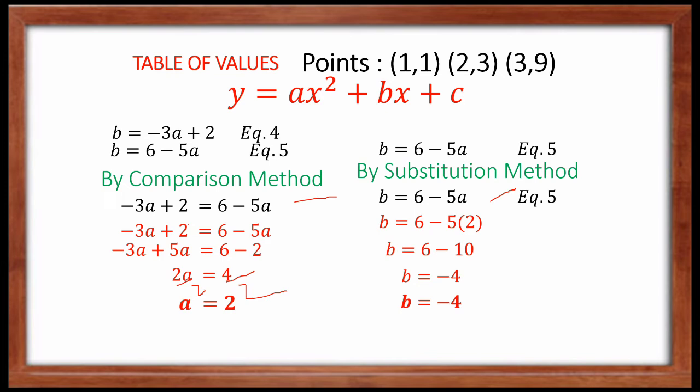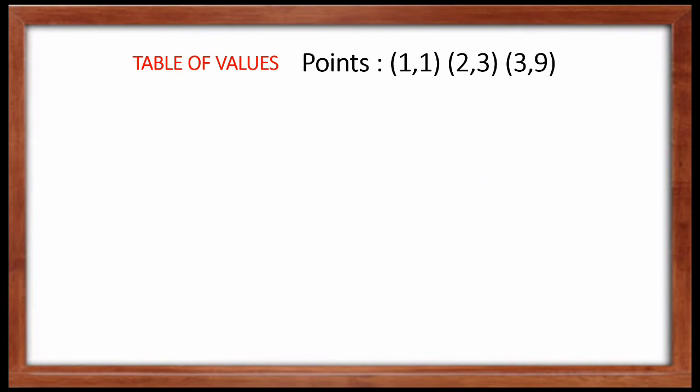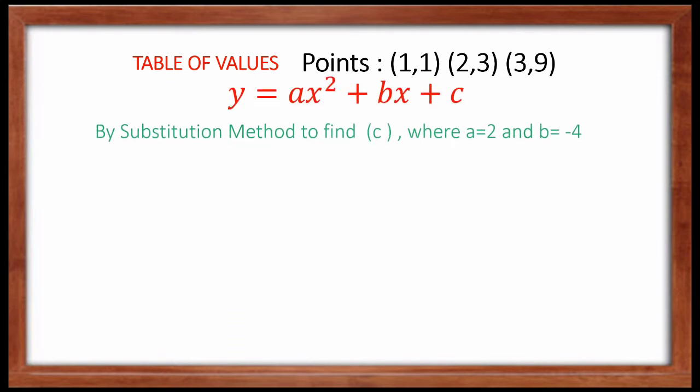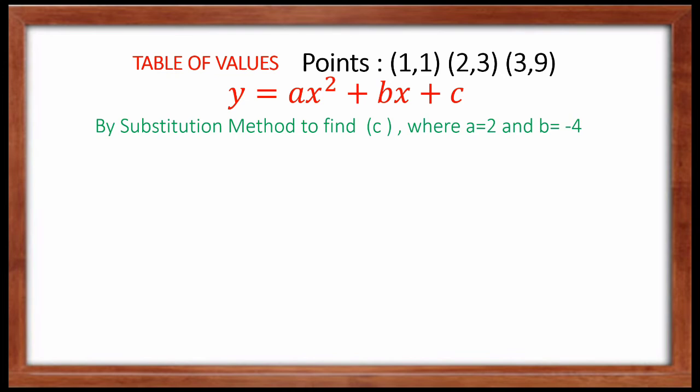Dalawa na ngayon ang nakuha nating value. Value ng A, 2, at value ng B, negative 4. Isa na lamang ang kulang natin, value ng C. At dahil meron na tayong value ng A, which is 2, and value ng B, which is negative 4, gagamit na tayo ngayon ng substitution method to find C, where A equals 2 and B equals negative 4. Saan tayo gagamit nito? Doon sa ating original equations, yung ating first three equations.